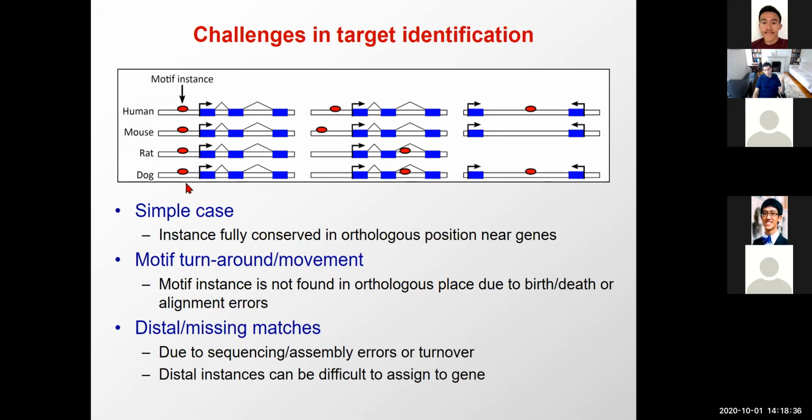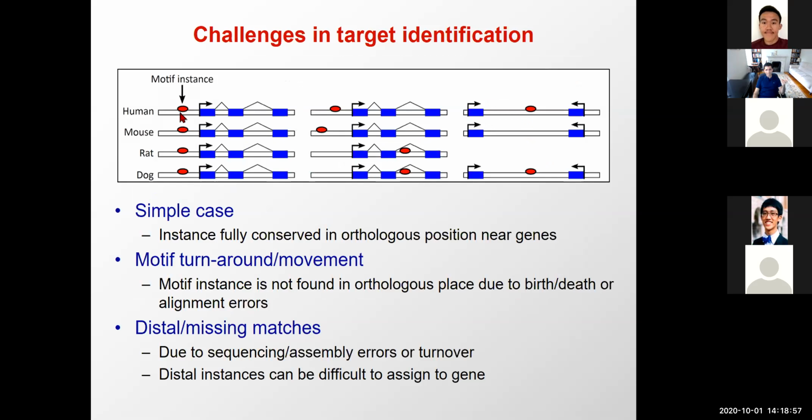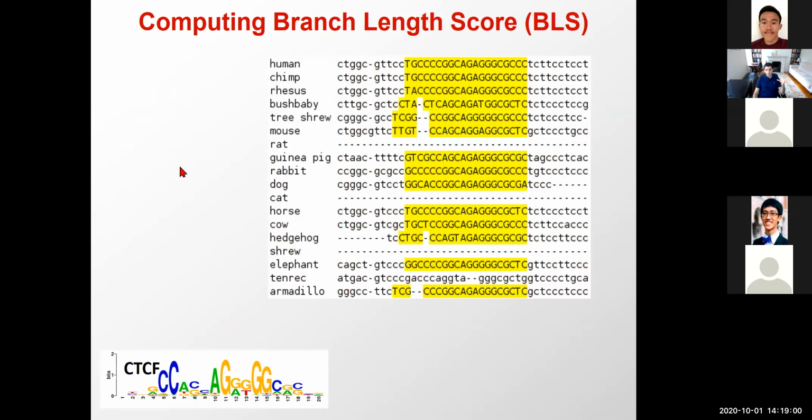So, the simple case is that an instance is fully conserved in the same position, and that's great. But most of the time, or at least a lot of the time, we're finding that there's motif turnover and movement, but there's also very far away instances and matches. So to address this, we need a new approach for finding individual motif instances. And the approach is going to be to search each of the genomes individually. To basically say, I'm going to search the human genome, the chimp genome, the rhesus genome, and so on and so forth, independently for the same CTCF motif.